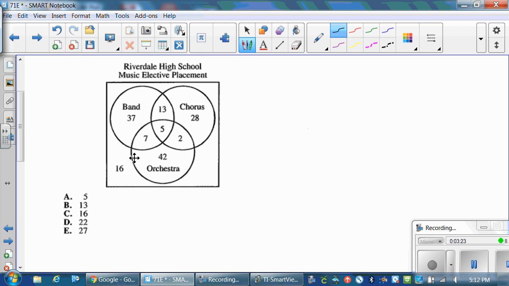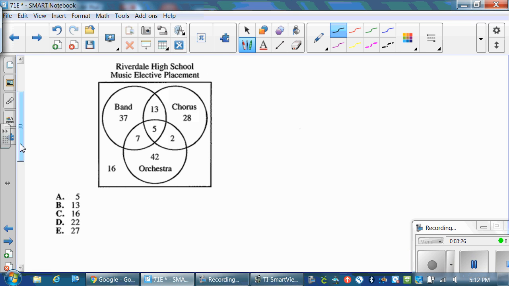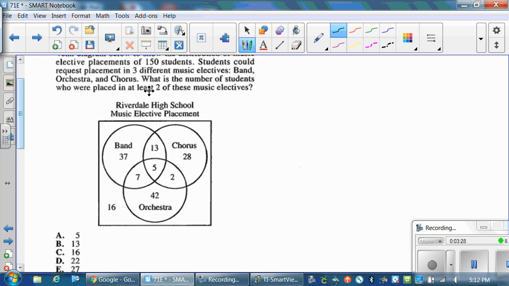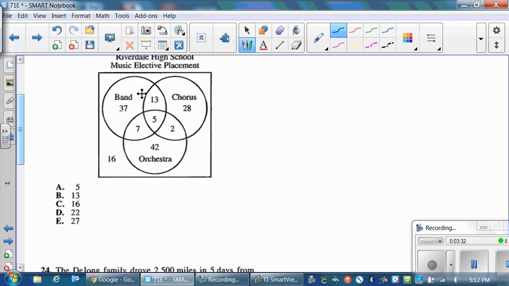They asked me the question, how many are taking at least 2? So that's going to include these kiddos, because they're taking band and chorus. These are taking chorus and orchestra. These are taking band and orchestra, and these are taking all 3. So I need to add 13 and 5 and 2 and 7, and that's 18, 27. 27 are taking at least 2.